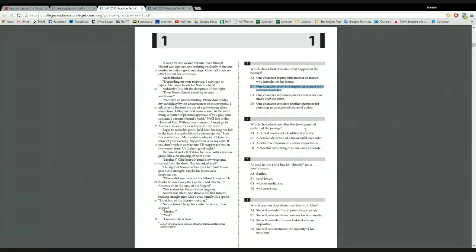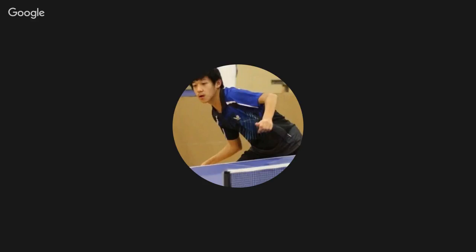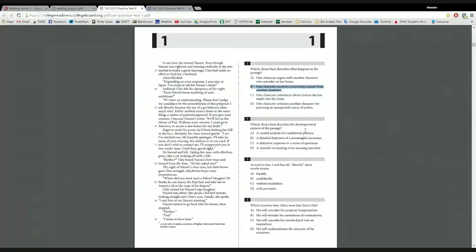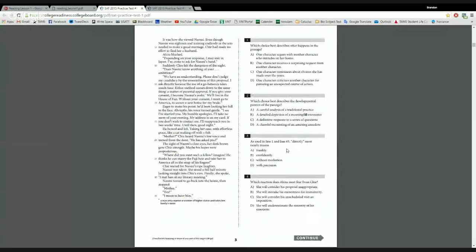A careful analysis of a traditional practice in an untraditional way, or a detailed depiction of a meaningful encounter. It is a meaningful encounter, and it's also pretty detailed, so we'll see about that. A definitive response to a series of questions, that's not a question at all. And a cheerful recounting of an amusing anecdote. It's not really amusing, it's pretty serious. Answer is B because everything else is wrong. We did this one, which was C.